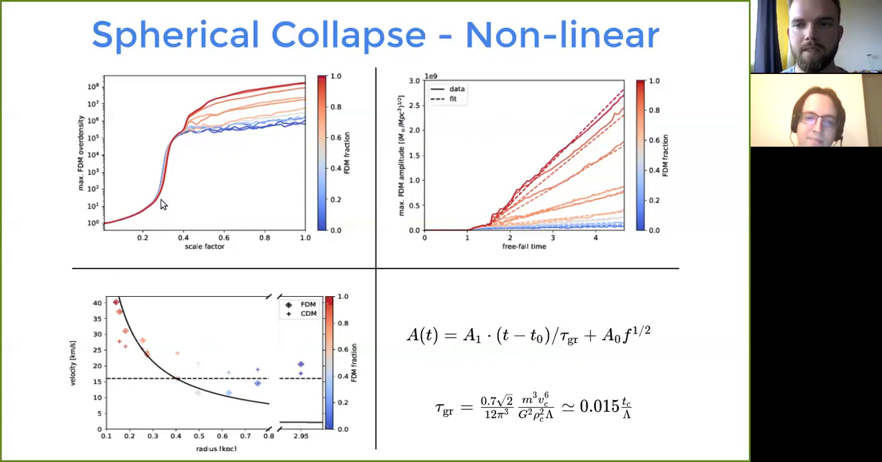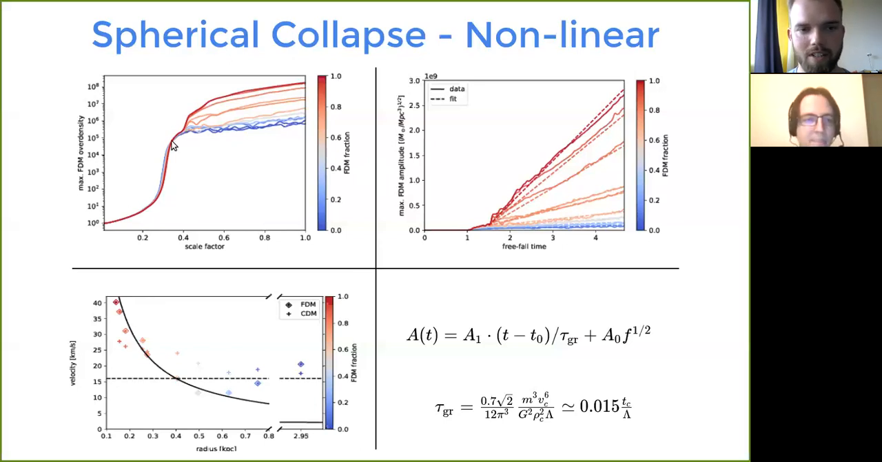And finally, we can look at the growth of that soliton, and that's what we do in the two upper panels. Here on the left, we show the maximum fuzzy dark matter overdensity. So that's the central core density as a function of the scale factor, as a function of time. And what we can see is that initially, indeed, for all the fuzzy dark matter fractions that we get this degenerate evolution, again showing that fuzzy dark matter and cold dark matter are degenerate on super de Broglie timescales.